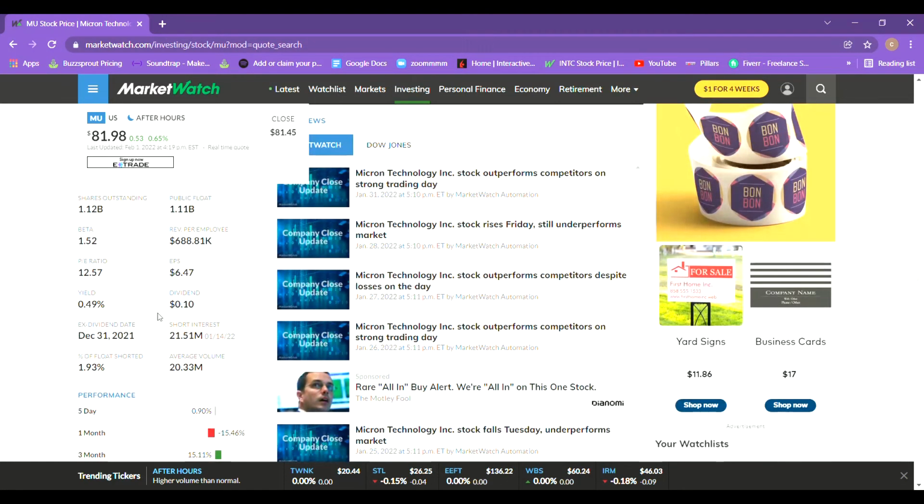Now seeing if they offer any dividends, they do. They have a yield of 0.49%, which comes out to about 10 cents per share. It's always nice to see a company give back to their investors when they have the opportunity.